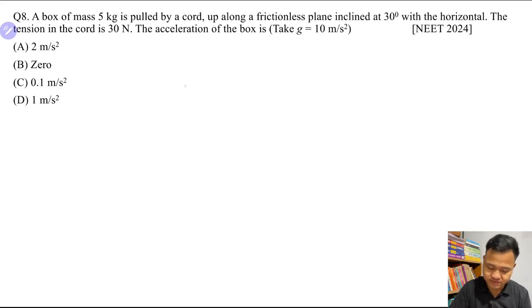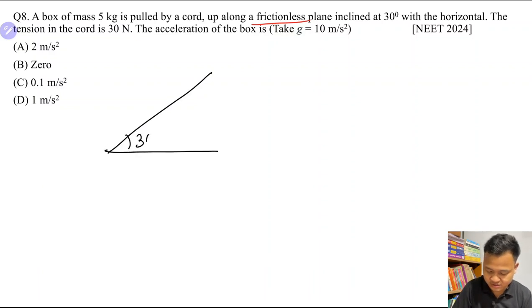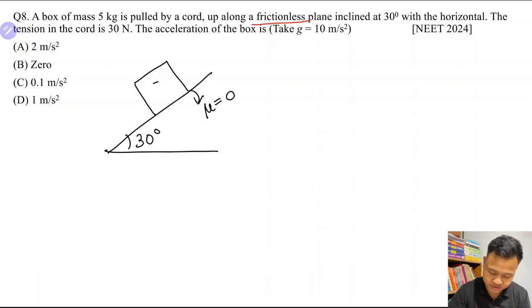Okay, next another medical exam question 2024. So a box of 5 kg is pulled by cord up a frictionless inclined plane. Okay, 30-degree inclination too. So this is 30 degree. So frictionless means mu equals to 0. Okay, so I have a block here. So this is 5 kg pulled by cord.